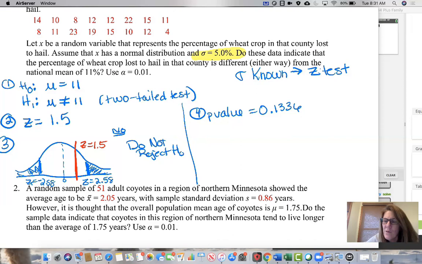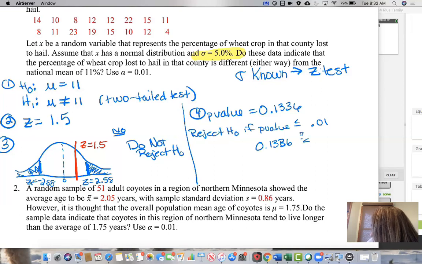Make sense? Okay, then the p-value approach. Remember, our statement here is we're going to reject H naught if the p-value is less than or equal to alpha, or 0.01. So our question is, is 0.1336 less than or equal to 0.01? Okay, so no, it's not.